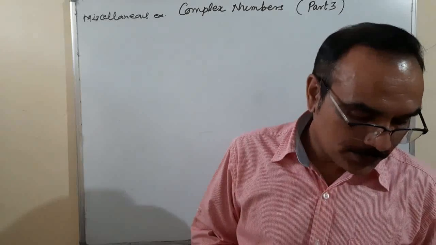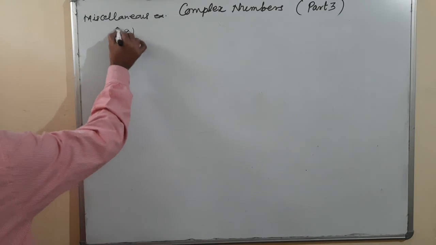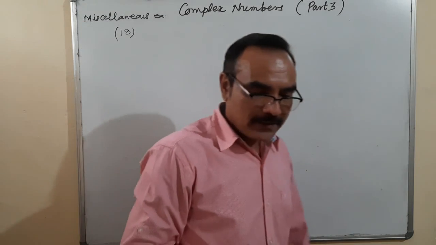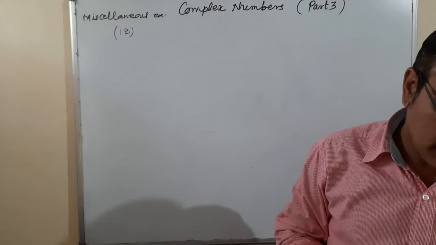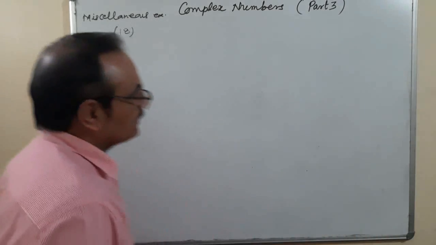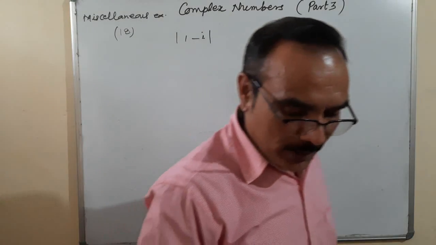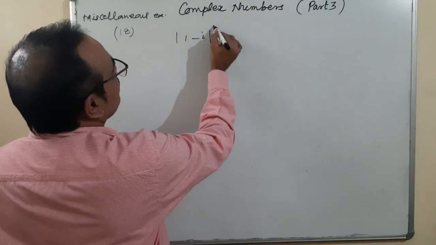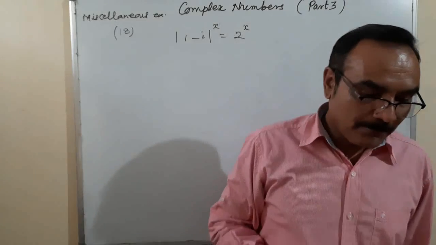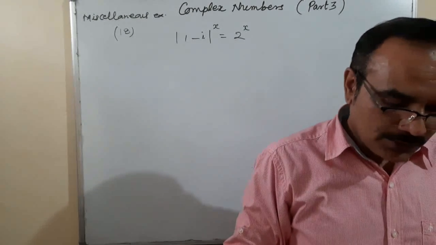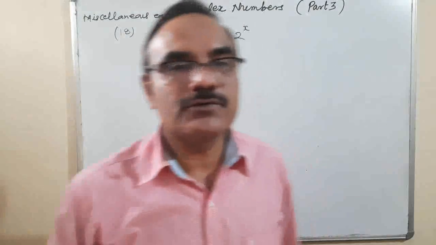Question number 18. Find the number of non-zero integral solutions of the equation (1 minus I) to the power x is equal to 2 to the power x. What is the question? Find the number of non-zero integral solutions of the equation (1 minus I) to the power x is equal to 2 to the power x.